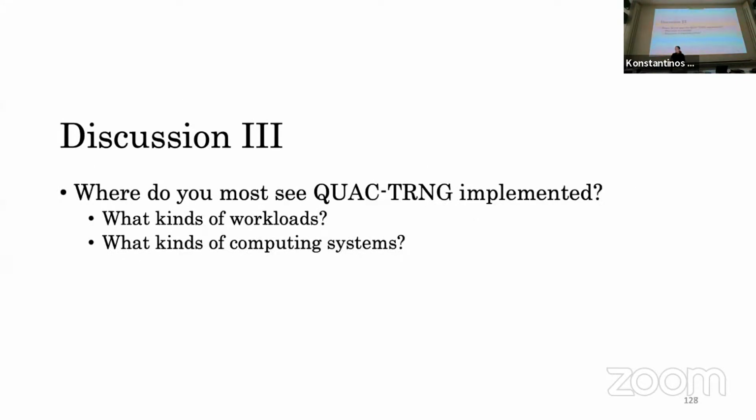And the last discussion point kind of ties into the previous one. How do you see QUAC-TRNG implemented, and especially where, and what kind of computing systems, what kind of workloads, present or imaginary future workloads do you see working on that?